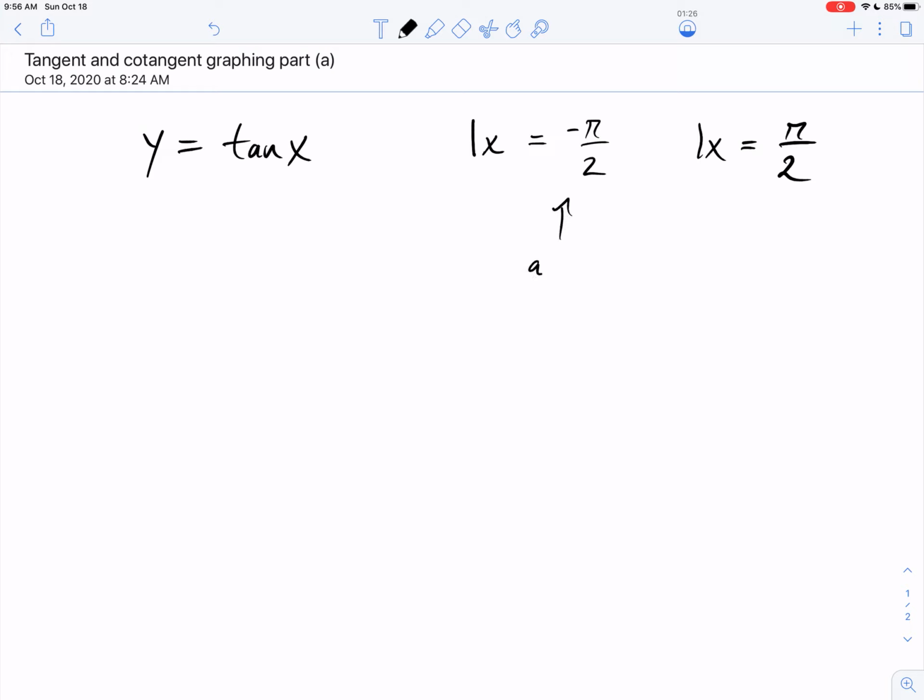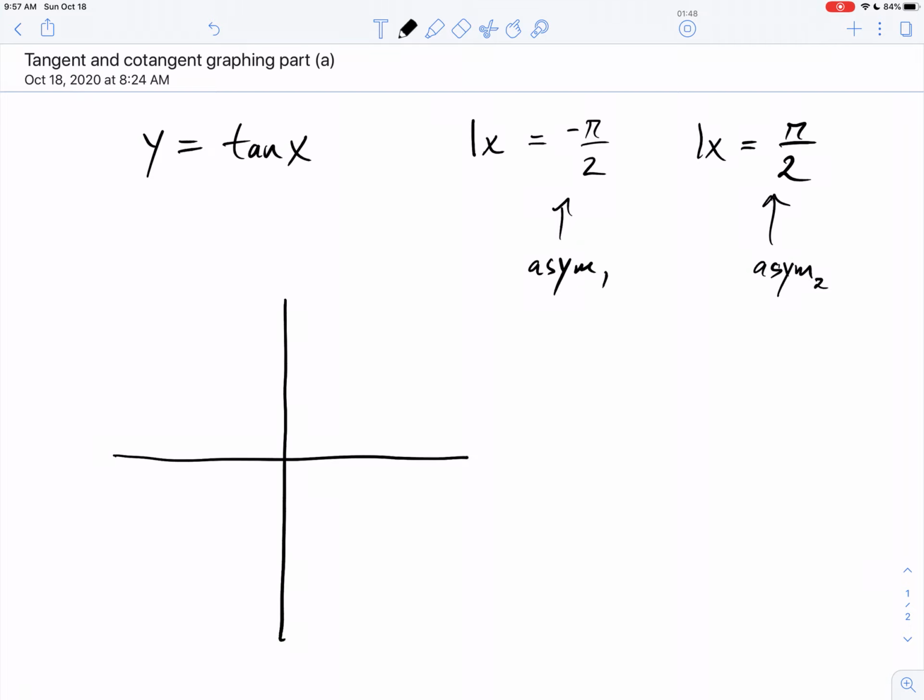This is what I call my first asymptote. That's my second asymptote. And those are going to be my boundaries for this graph. Check it out. It always goes like this when it comes to a regular old tangent graph.